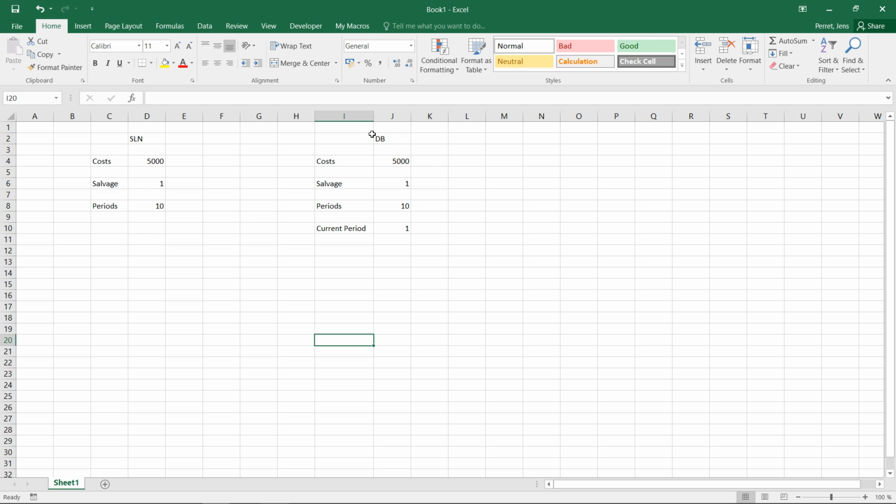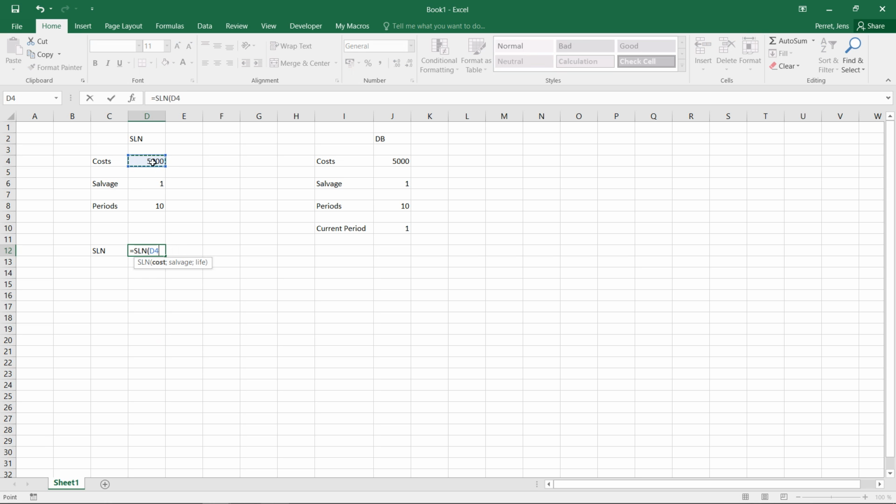Whereas here with the DB, we're working with a declining balance depreciation. So basically decreasing always by a certain percentage. Well, here the function is relatively easily used as SLN.